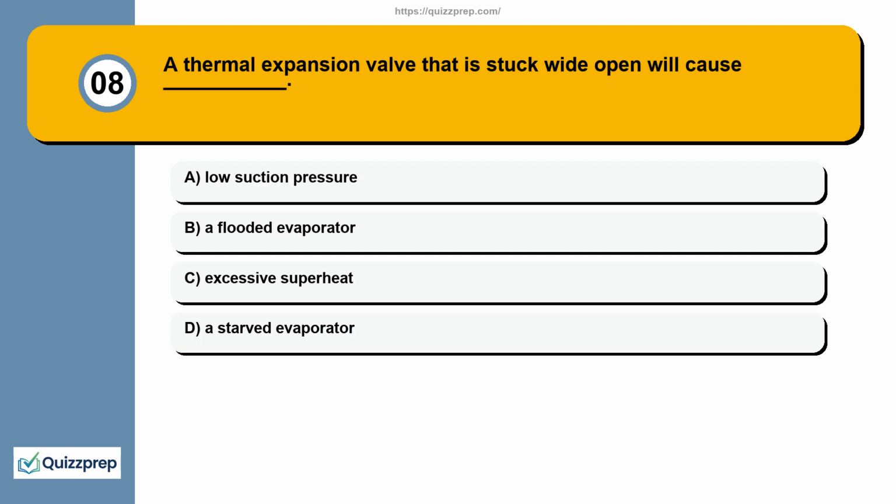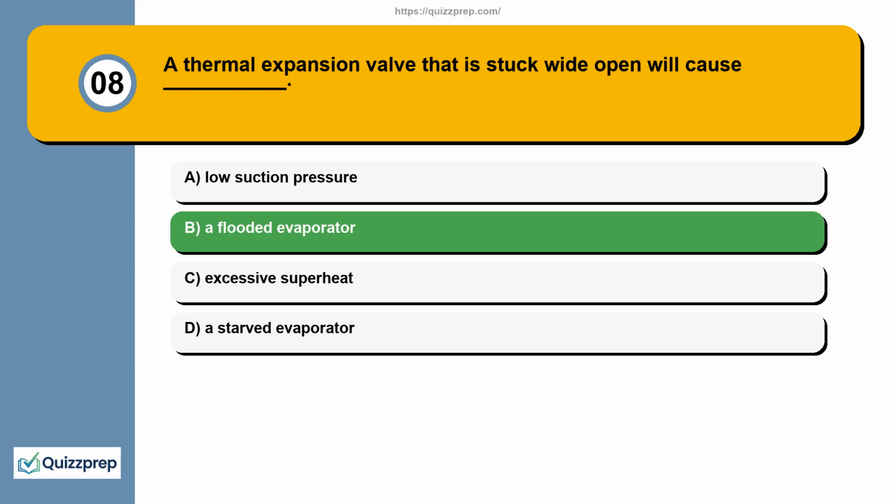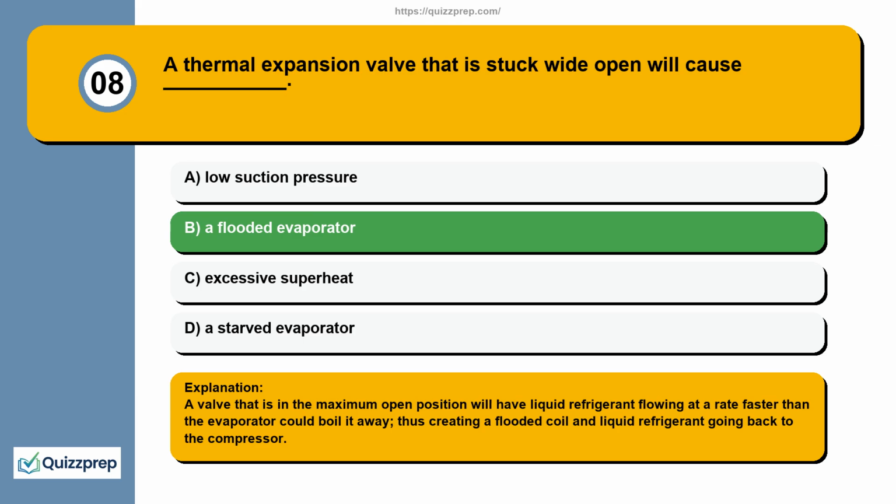Question 8. A thermal expansion valve that is stuck wide open will cause: low suction pressure, a flooded evaporator, excessive superheat, a starved evaporator. A valve that is in the maximum open position will have liquid refrigerant flowing at a rate faster than the evaporator could boil it away, thus creating a flooded coil and liquid refrigerant going back to the compressor.